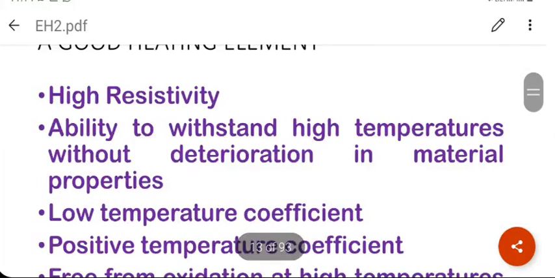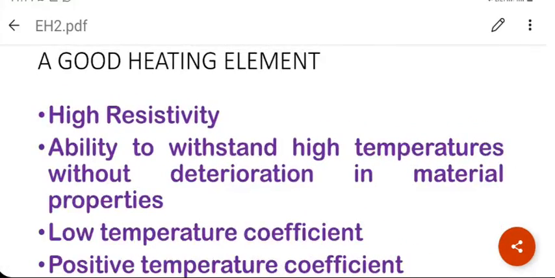Now, the heating element that we use in geysers, what are the properties that it should have? It should have very high resistivity. Remember the resistance is R equal to rho L by A. Rho is resistivity, which means opposite of conductivity. So high resistivity will help you in generating more heat for the same current going in. It is one of the fundamental requirements.